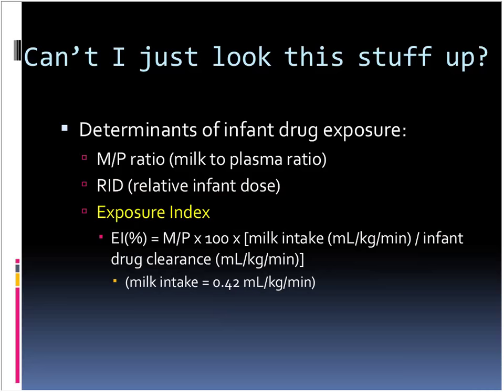The exposure index is much more complicated. It tries to take into account the milk intake and also the drug clearance. It's likely much more accurate to give an idea about, because it takes into account not just the exposure, but also how much the infant clears. So it takes into account accumulation.